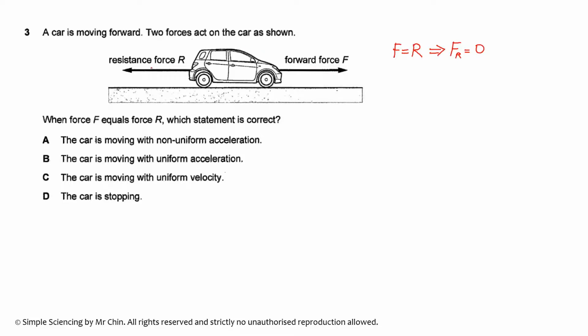because the forward force cancels off the resistance force. Recall the formula of resultant force. Fr equals ma. Since you are given that Fr equals 0, it will mean that the product of mass and acceleration will be equal to 0. When the product of mass and acceleration equals 0, one of them must be 0. So mass cannot be 0 because the mass belongs to the car, and the car cannot be 0 kilograms, which means that the acceleration is 0.